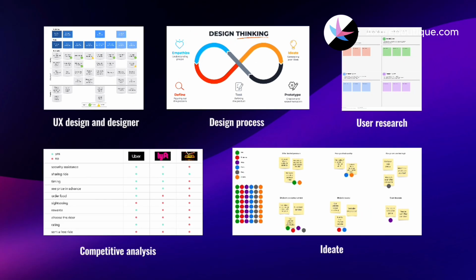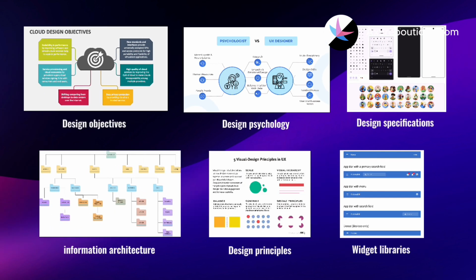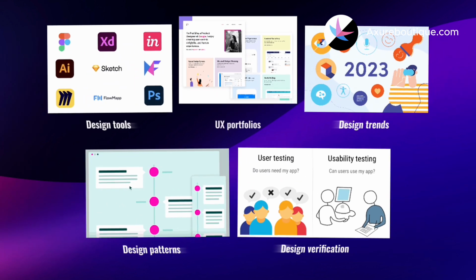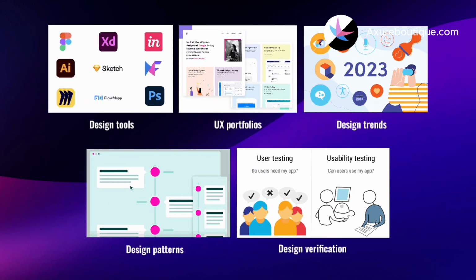In the UX design part, there are the following: UX design and UX designer, design process, user research, competitive analysis, ideate, design objectives, information architecture, flow and prototype design, design psychology, design principles, design specifications, widget libraries, design patterns, design tools, design verification, UX portfolios, and design trends.